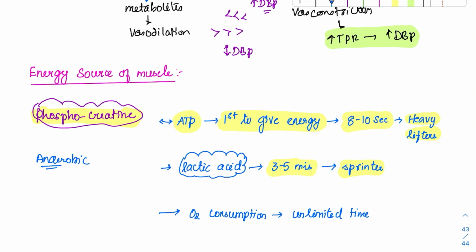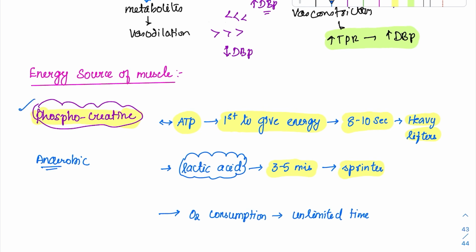Don't think that only one system kicks in at a time. All the systems will start to act, but predominantly in the beginning phosphocreatinine will give, then the anaerobic system will give, then finally the aerobic system will give the energy. The aerobic system is dependent upon oxygen consumption. As more and more oxygen is consumed, more energy can be produced, and this produces an unlimited supply of ATP. So it is for long runners or marathon runners. It is very, very essential for the long runners. So these are the different types of energy systems in the muscle group.